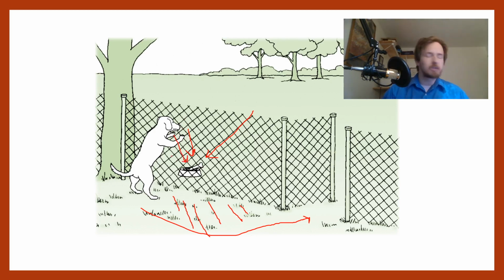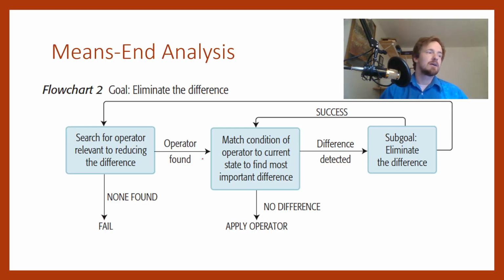We're just going to try to get on the other side of the fence. And so then all he would need to do is walk around. And so he's now reducing the difference between his current state here and the goal state. And then once that difference is eliminated, he's able to go to this next goal, which is going to be to get to the food. And that's what this flow chart right here illustrates.